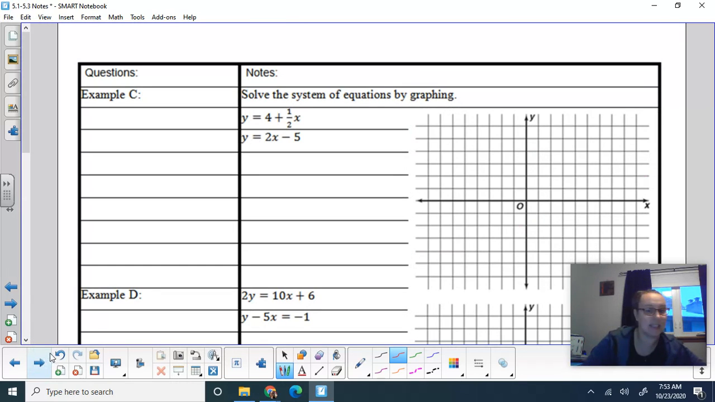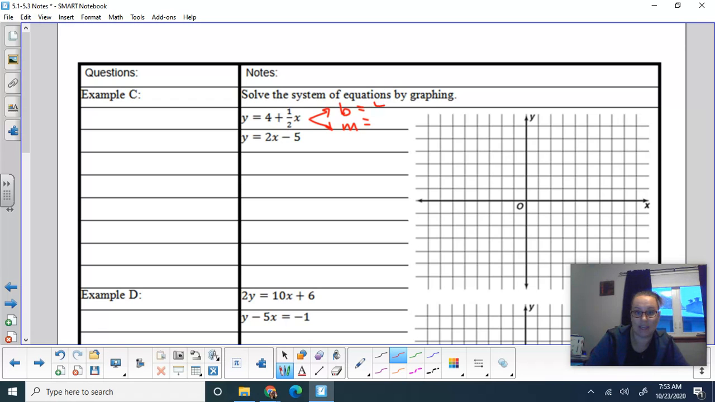All right, example C, again, I start by checking, is the y value by itself? And in this case, it is. And we go ahead and begin by identifying the b value and the slope or m value.